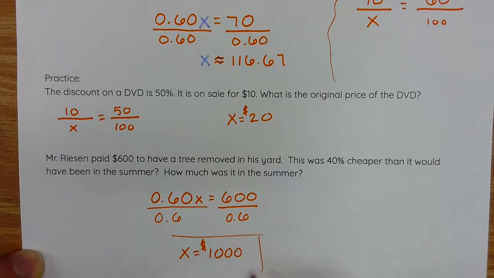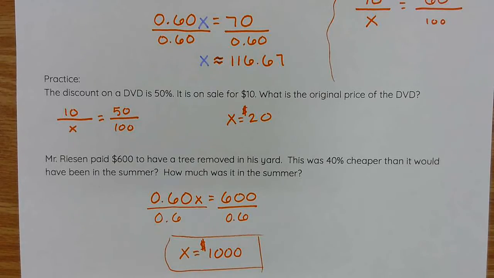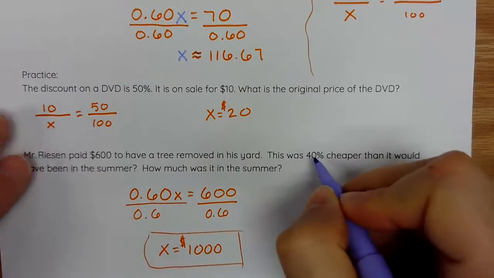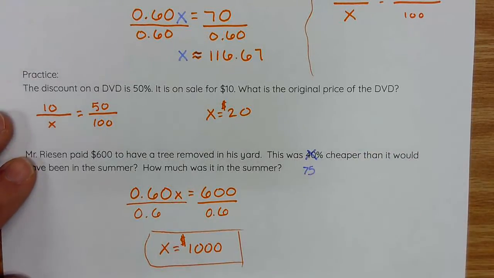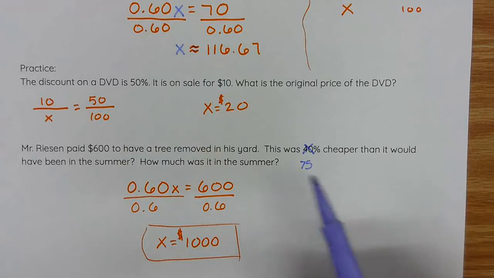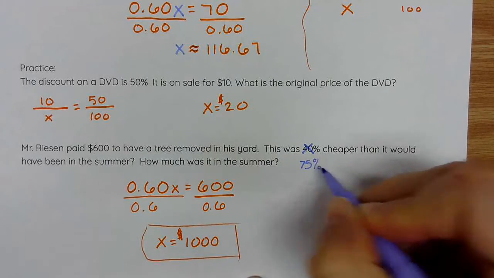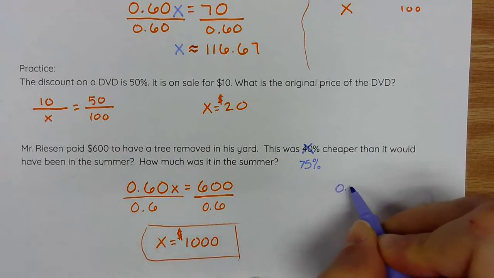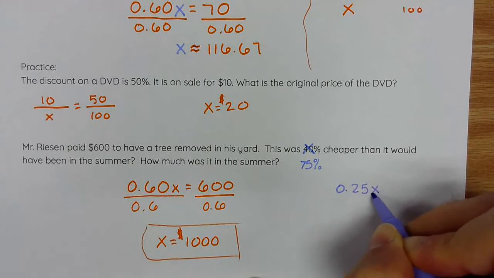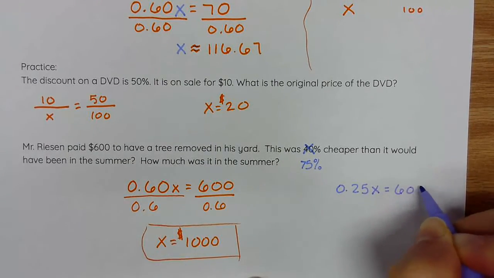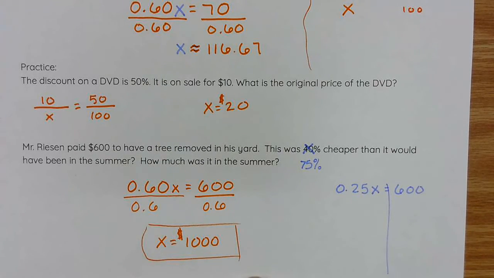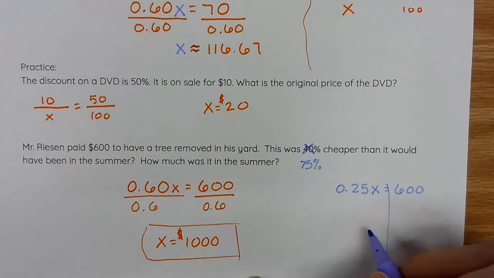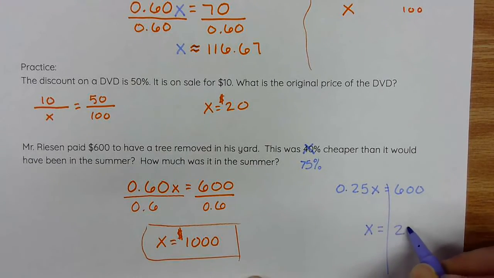And it should make sense that the original price should be larger than what the sale price was. If we were to change this problem, let's say I made this a 75% off. Now we would be paying 25% of the price. So it would be 25% of the price is $600. And now when we solve that, 600 divided by 0.25 leaves us with an X value of 2,400.